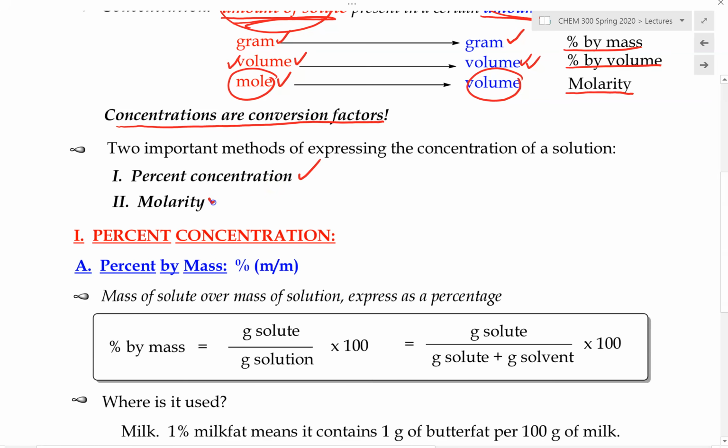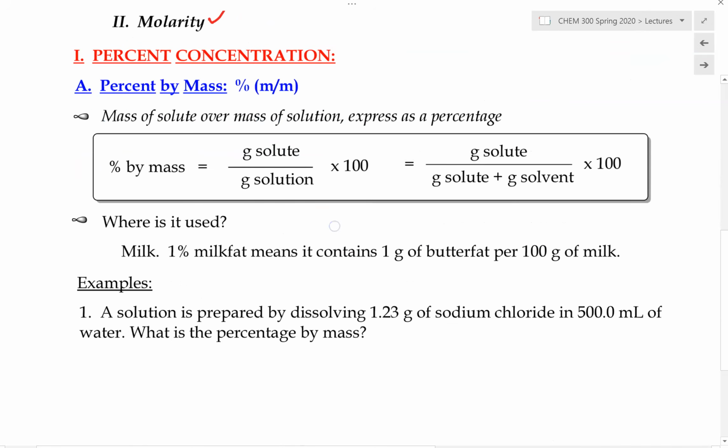And the second method would then be the molarity. We also have molality as well, but that is not a very common unit, and so we'll not be discussing that here in this lecture video. So now, let's go over the percent concentration first, the first method of expressing the concentration of a solution.